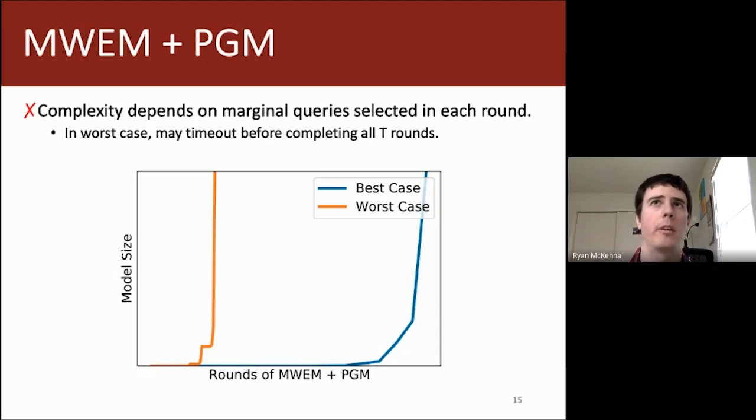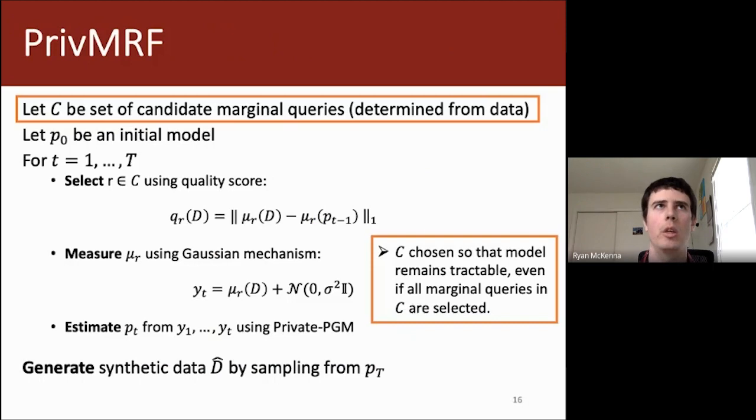Luckily, this problem is not that hard to solve, and we can make one simple modification to enable this mechanism to scale. To talk about that, I want to discuss PrivMRF, which is a new mechanism, and it looks very similar to MWEM plus PGM. PrivMRF was published a few months ago at VLDB, and on this slide I'm showing the pseudocode for one component of this mechanism, I guess you could say.